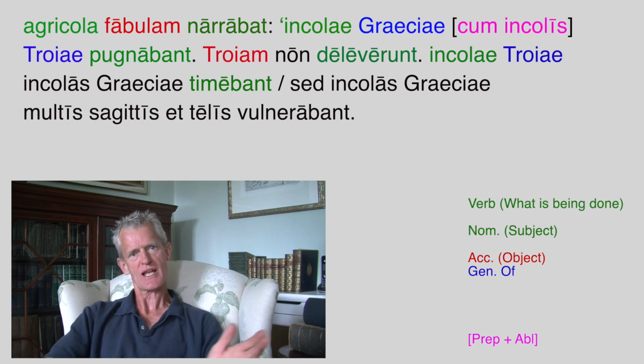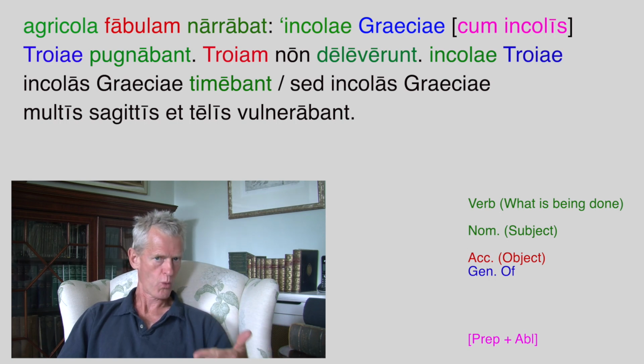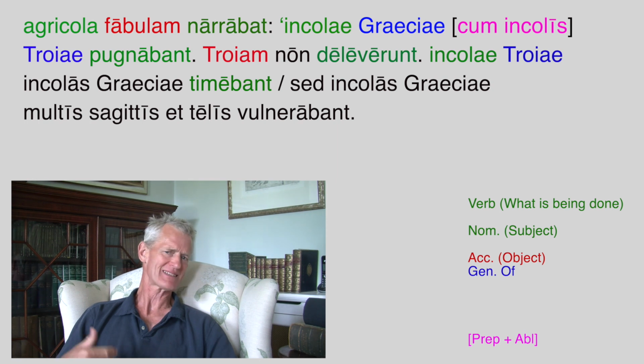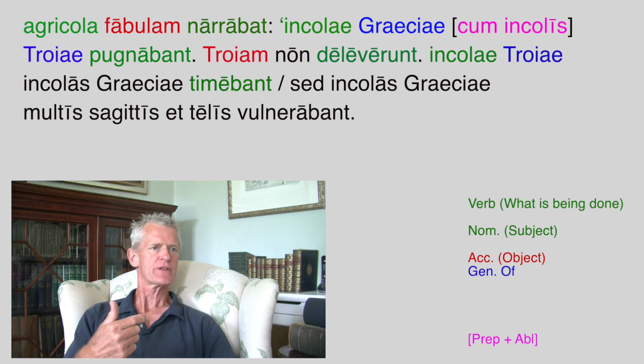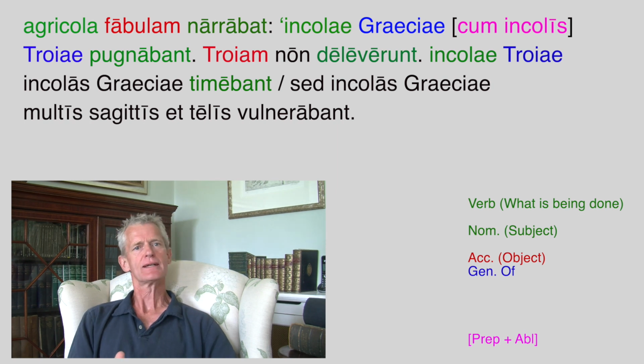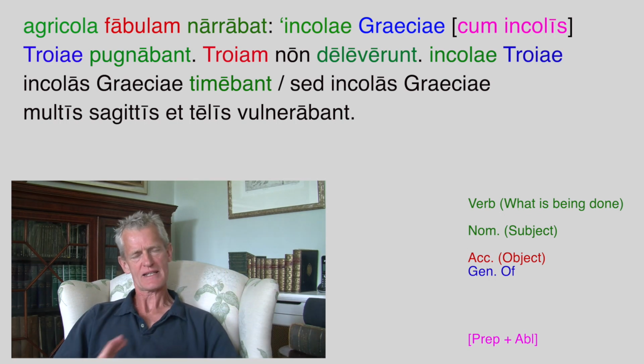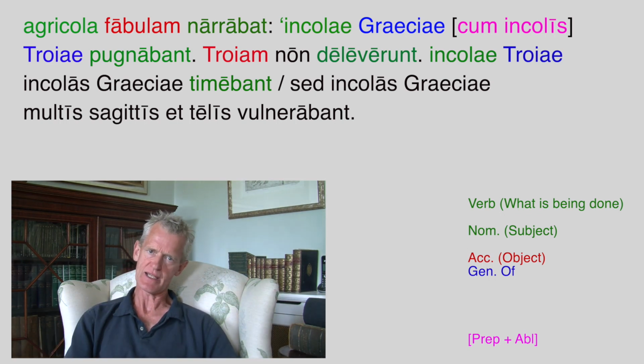We've got our subject, tack it into its verb. The inhabitants of Troy, timebant, were fearing. But again, if we're going to use the simple past, it'll sound more natural. The inhabitants of Troy feared. Okay, it's a continuous action in the past. They were fearing, but it sounds more natural to say they feared. The inhabitants of Troy feared.